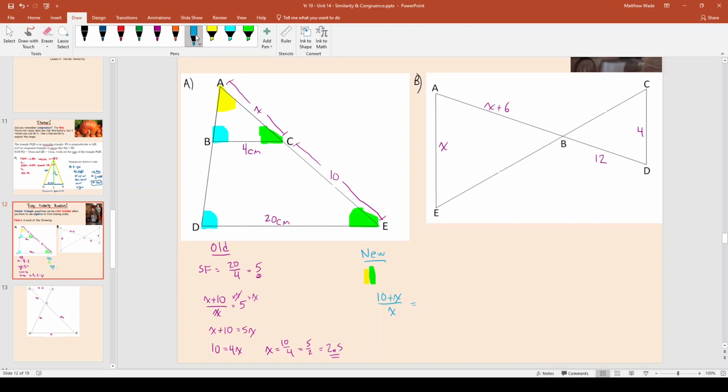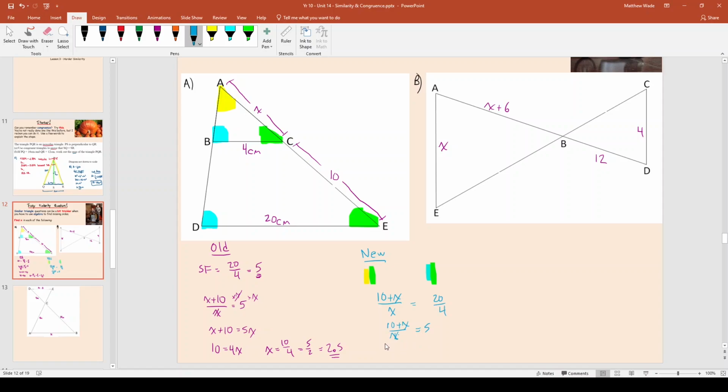Now, on the other side, the one that's going to go from blue to green, on this side here, we're just going to do big over small again. So what's the big side that's between blue and green? Well, 20. And the small side that's between blue and green on the top? Well, 4. I reckon that might skip a step, my buddies. Cool. Because actually you get 10 plus x over x equals 5.